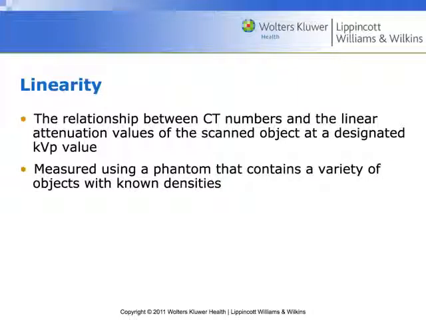Linearity. This is the relationship between CT numbers and the linear attenuation values of the scanned object. So the physicists have very specifically constructed an object, sometimes it's a cube made out of plastic. They know specifically what the attenuation value of that plastic cube is, right? They know specifically what its Hounsfield unit should be for a given scan protocol, right?